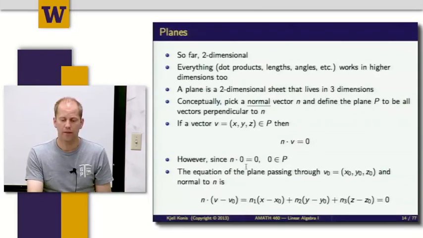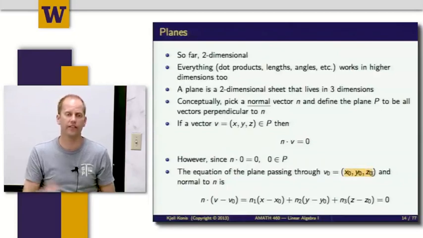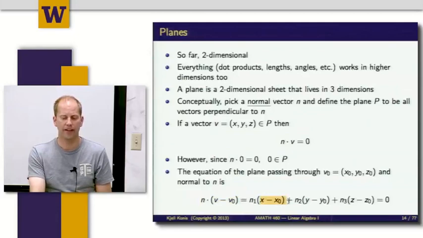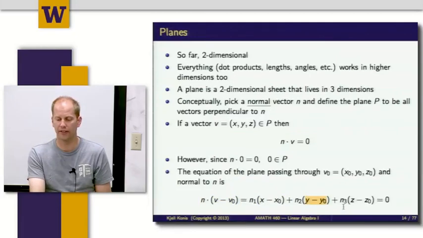And then if I had a plane now passing through x0, y0, z0, so this is just some point in space, and I have a plane perpendicular to this vector n, and it has to go through this point, then this is the equation you end up with. So this is n dot v minus that point. And I can just write that out. So that's the first component of n times x minus x0, second component of n times y minus y0, and third component of n times z minus z0. And that has to equal 0.